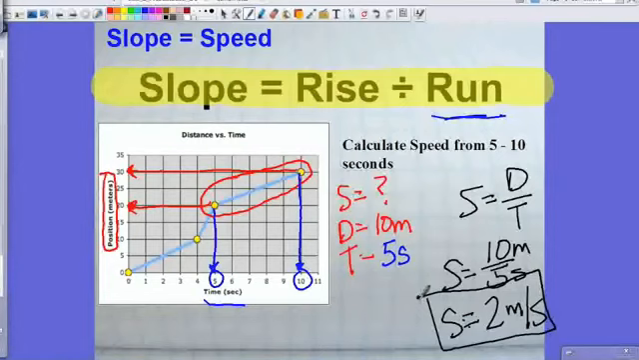So that's another way that we can find the speed of an object. And this one's a little bit more precise because you're now asking yourself to do it from one point to the next point. All right.